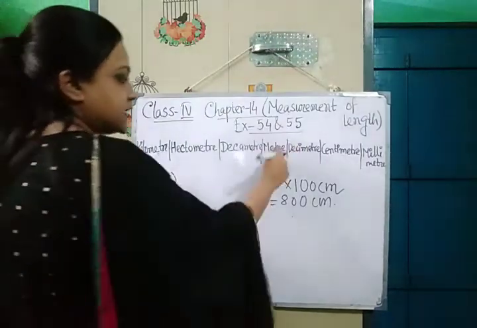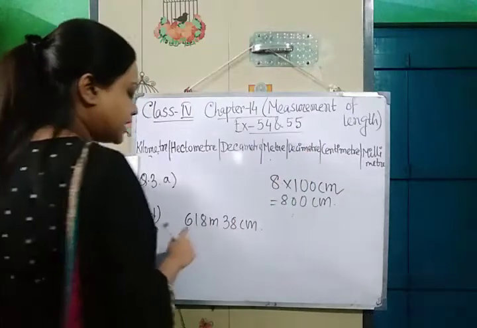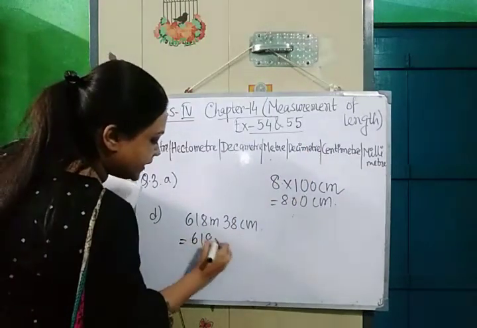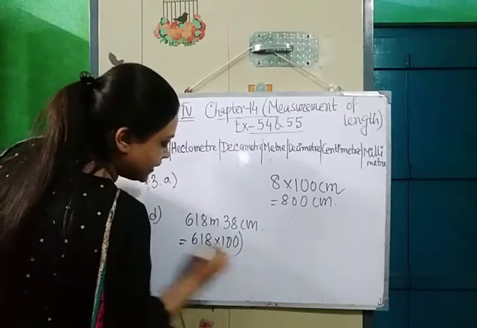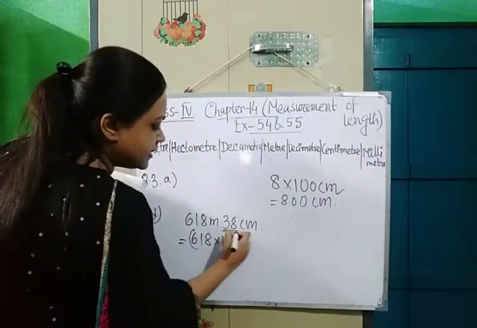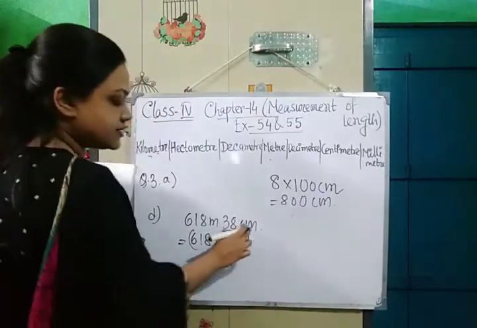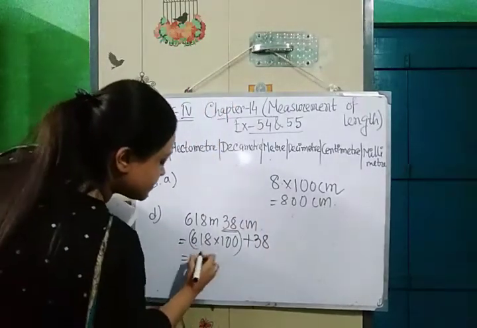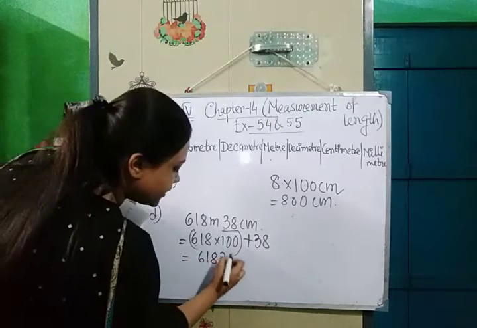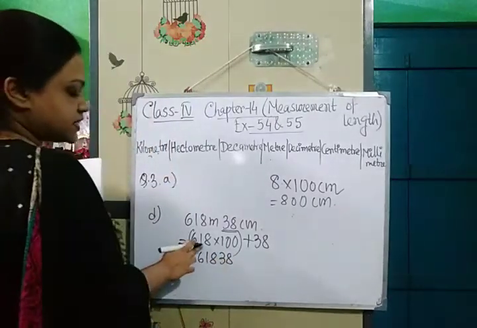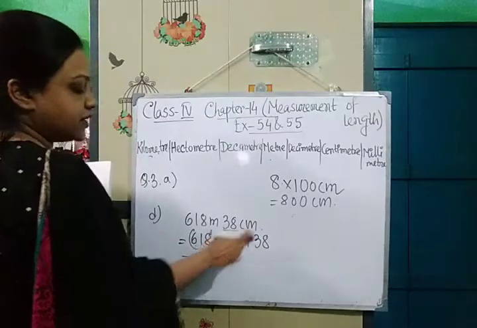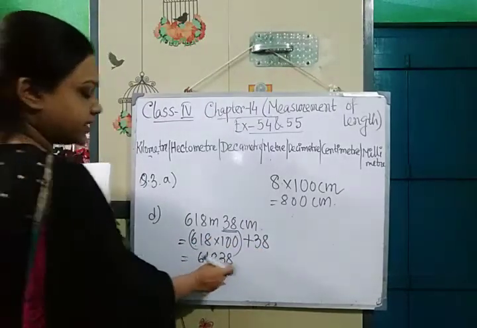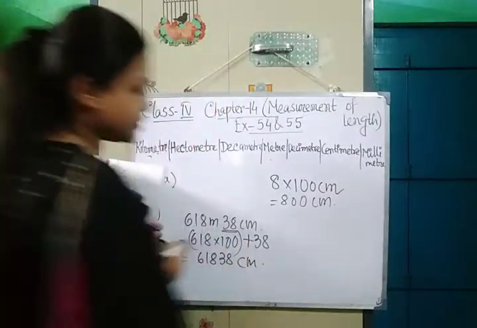So again, meter to centimeter we have to multiply by 100 with this number. So we will write 618 into 100. Then we will not change anything in 38 because it's already in centimeter. So we will add 38 with it. It will be 61800. Then if we add 38 with 61800, it will be 61838 centimeter.